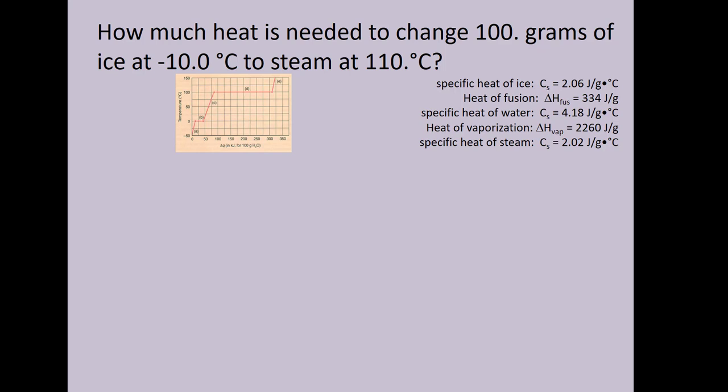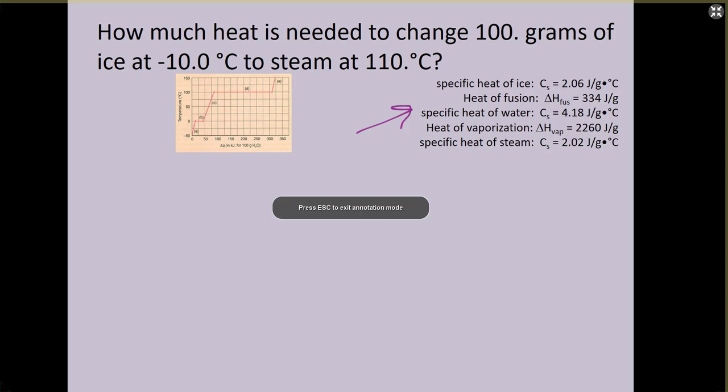Most of the time, if you're heating from a negative to a number above 100, you're going to go through all 5 steps. And so you'll use all 5 constants here, or heats of fusion or vaporization. So in this problem, I'm going to take 100 grams of ice at negative 10 degrees Celsius, and I'm going to heat it all the way up to 110 degrees. So I'm going to go through all 5 different areas.